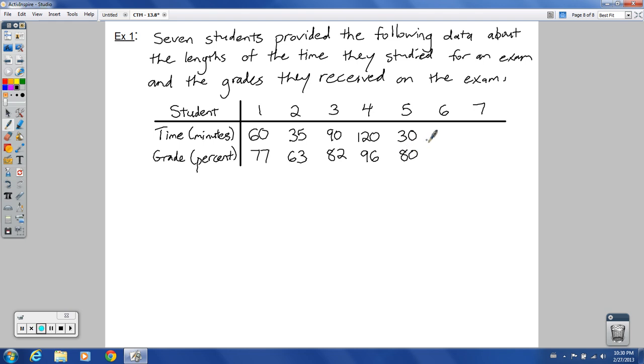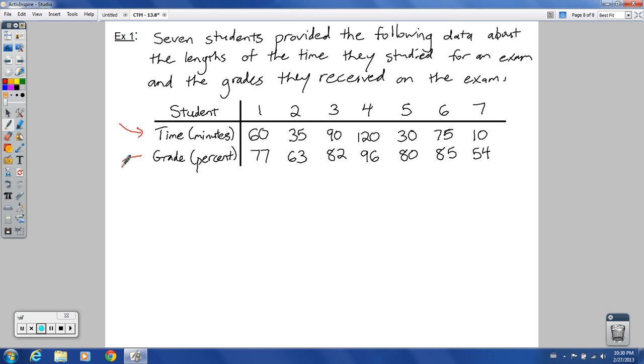Do you have a name, student number 4? No, you're just student number 4? Okay, I'm sorry. 30, 80, 75, 85, and 10. Uh-oh, 10. Oh yep, that's what happens sometimes if you don't study much.